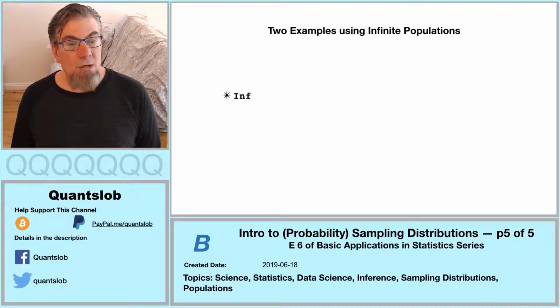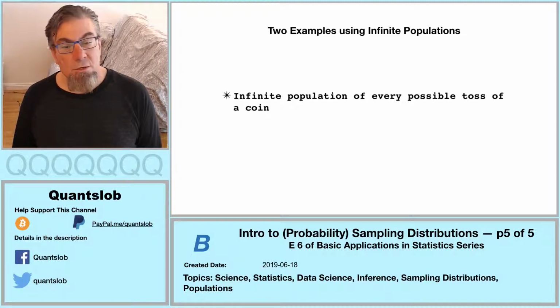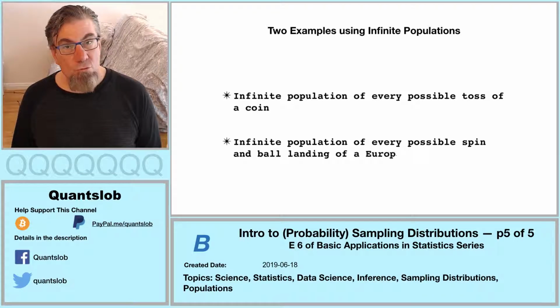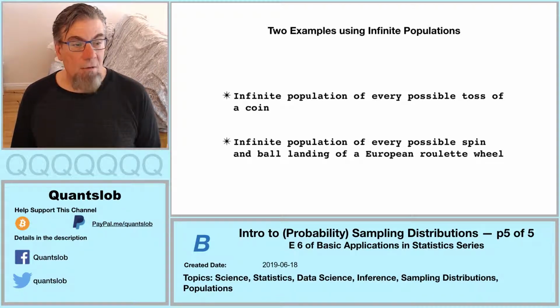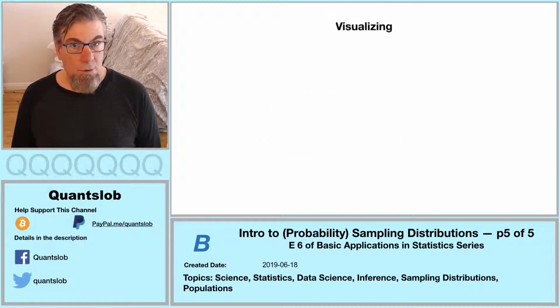Reflecting on our 2 examples involving infinite populations, we drew theoretical samples of increasing sample sizes from an infinite imaginary population of every possible toss of a coin, and looked at the sampling distribution of the sample statistic proportion of heads in the sample. And we drew theoretical samples of increasing sample sizes from an imaginary infinite population of every possible spin and ball landing of a European roulette wheel, and looked at the sampling distribution of the sample statistic average net winnings for a player on a $1 straight wager on green 0.